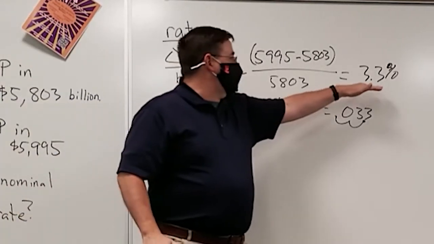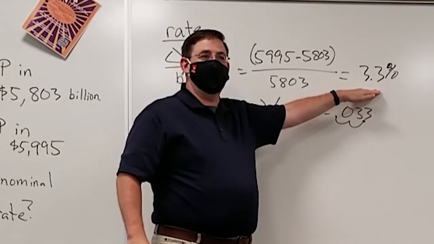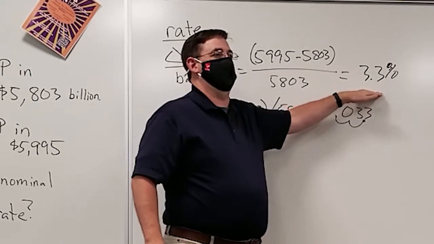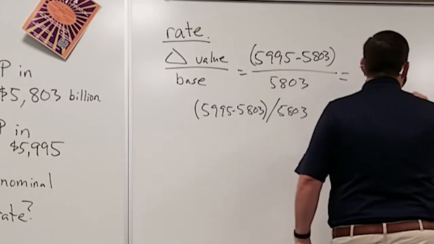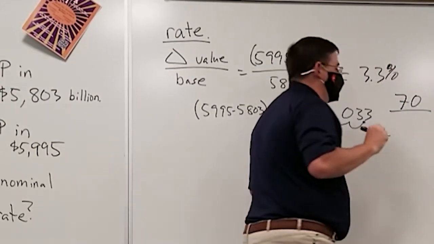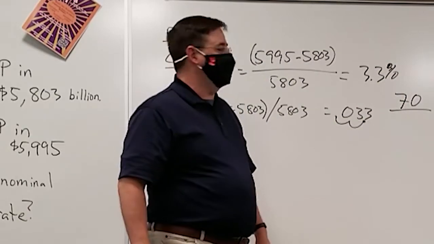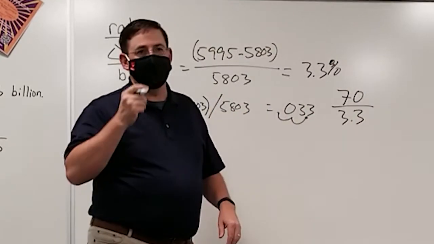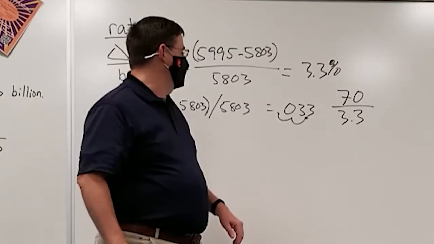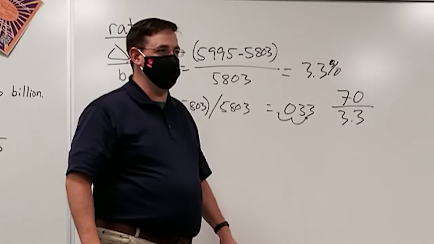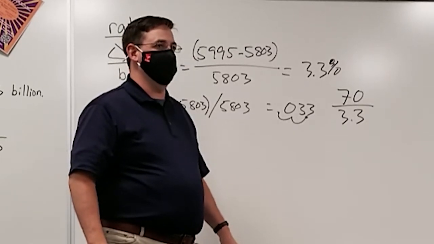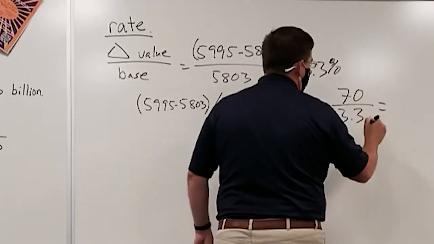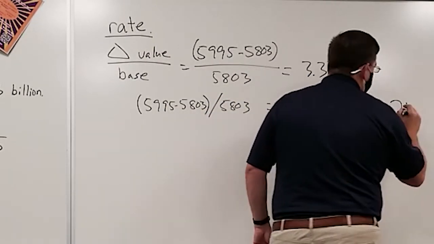Now, is 3.3% growth a good number? Is that a good growth rate? Sure, that's respectable, right? At 3.3% a year, we can use what we talked about in chapter 7 as the rule of 70, right? Take 70 divided by 3.3, and what do you get? About 21. So at that growth rate, GDP will double every 21 years.